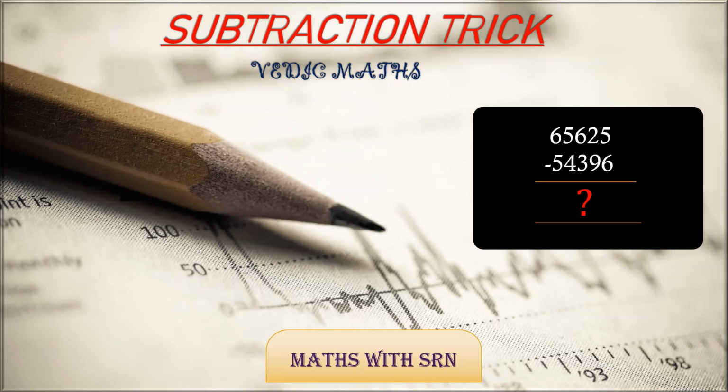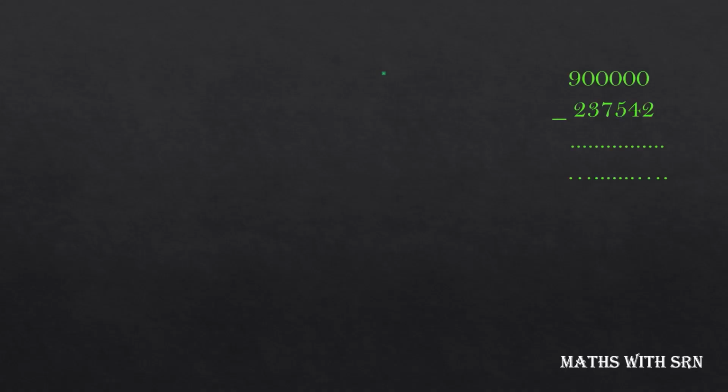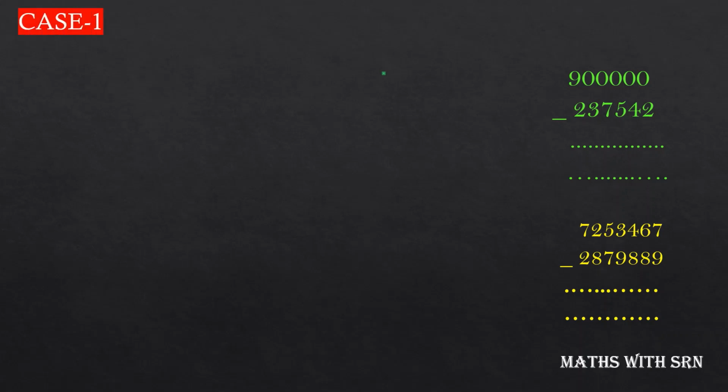Today we discuss a subtraction trick using Vedic mathematics. We have two cases: direct subtraction and borrowing subtraction. We know direct subtraction, so let's see borrowing subtraction without borrowing a digit. Just observe, these are two examples of subtraction.